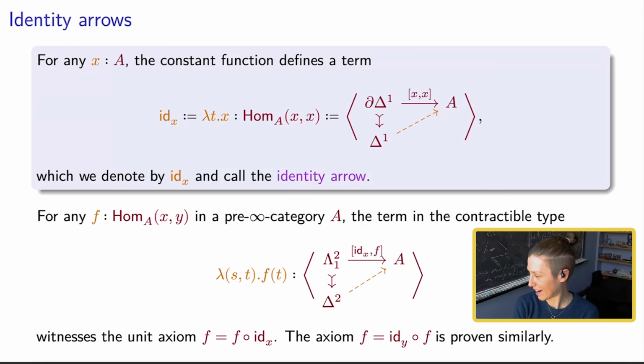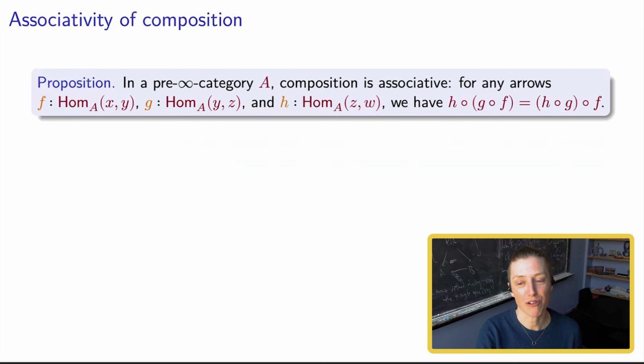So those aren't actually parts of the definition because they sort of follow from this definition of being a pre-infinity category, which is the thing that says that binary composition exists uniquely. And similarly, associativity is actually a theorem as well. It's something that you can prove. I don't need to assert it as an axiom.